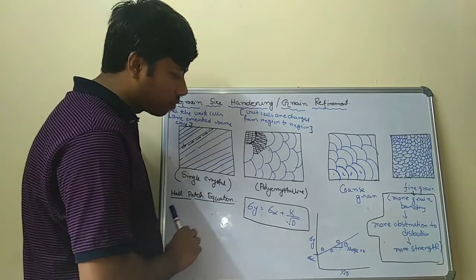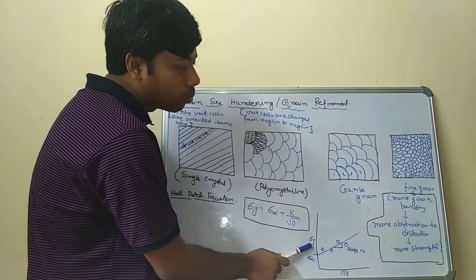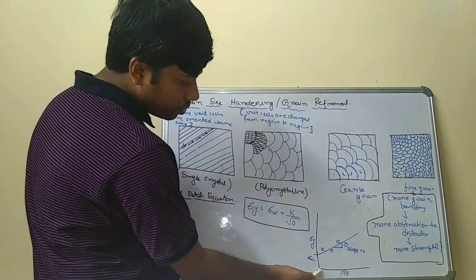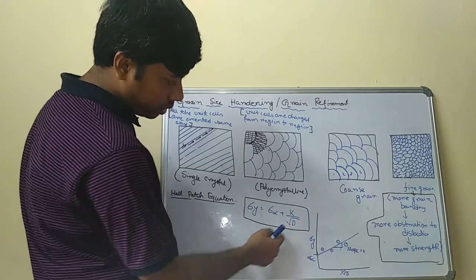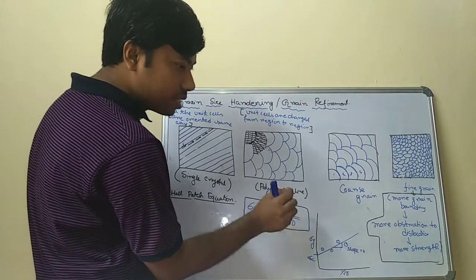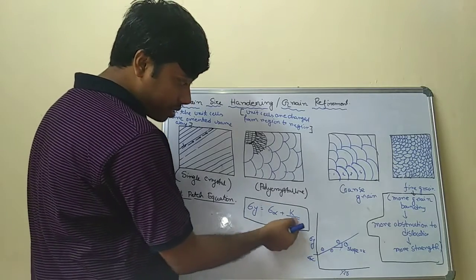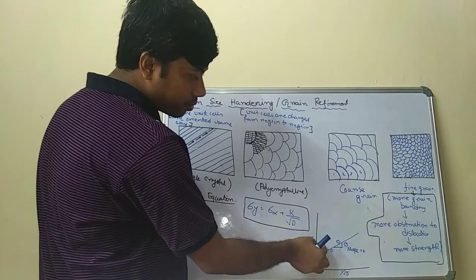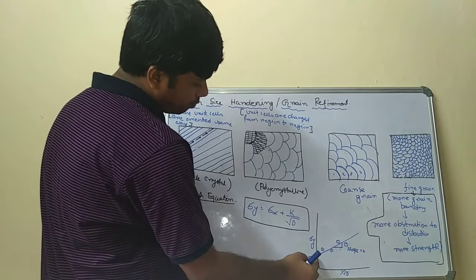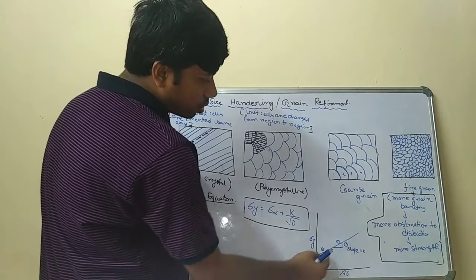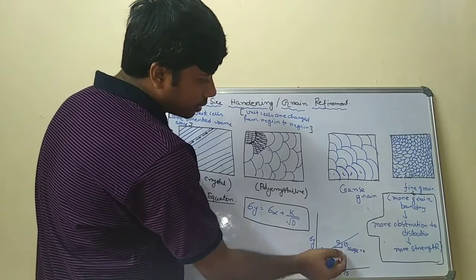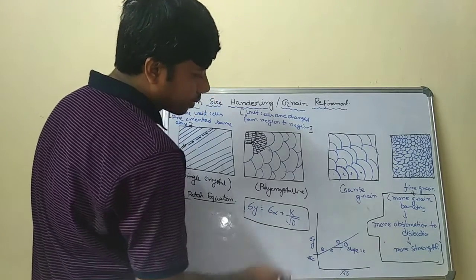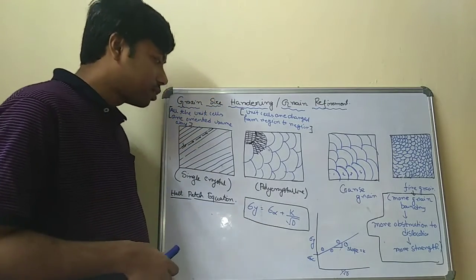If you draw the Hall-Petch equation on a graph, that is sigma y versus 1 by root over d. In this plot, d may reach 0 because d is very small. When it reaches 0, sigma will be sigma infinity. If you plot this diagram against 1 by root d, the slope of the plot indicates k. So this is the Hall-Petch equation.